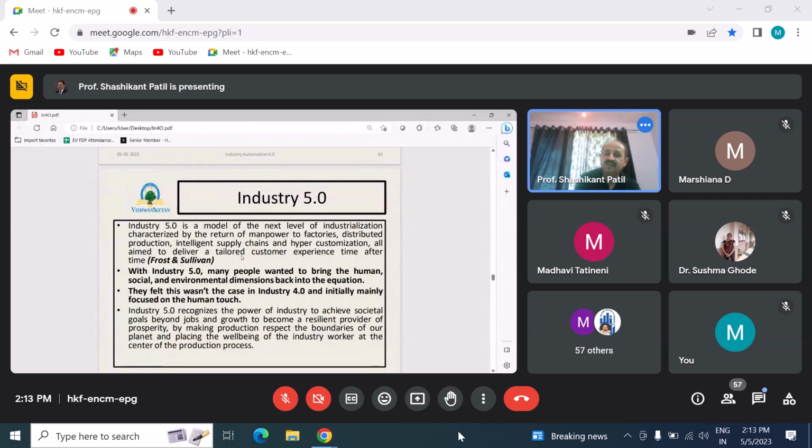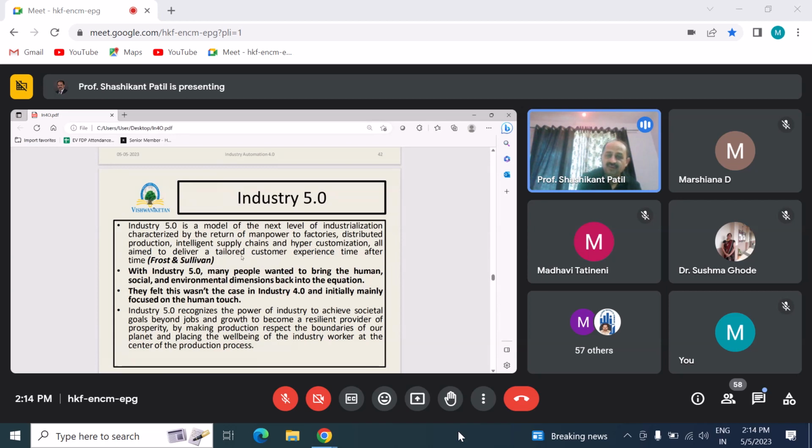Industry 5.0 is a model of the next level of industrialization. Naturally, as it is Industry 5.0, it will have the upper hand through the return of manpower to factories. Here human power, or the human touch, is given more importance, which was not given that much importance in previous industrial revolutions. It is again distributed production, intelligent supply chains, and hyper-customization, or more personalization, all aiming to deliver a tailored customer experience time after time. This is the definition coined by Frost and Sullivan, who are contributing a lot. They have said it is the next level of industrialization, and at center stage is the human being.